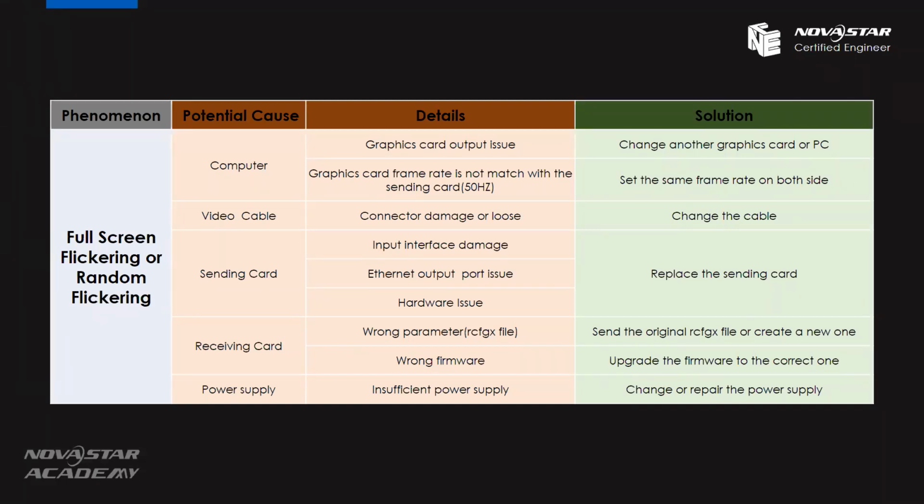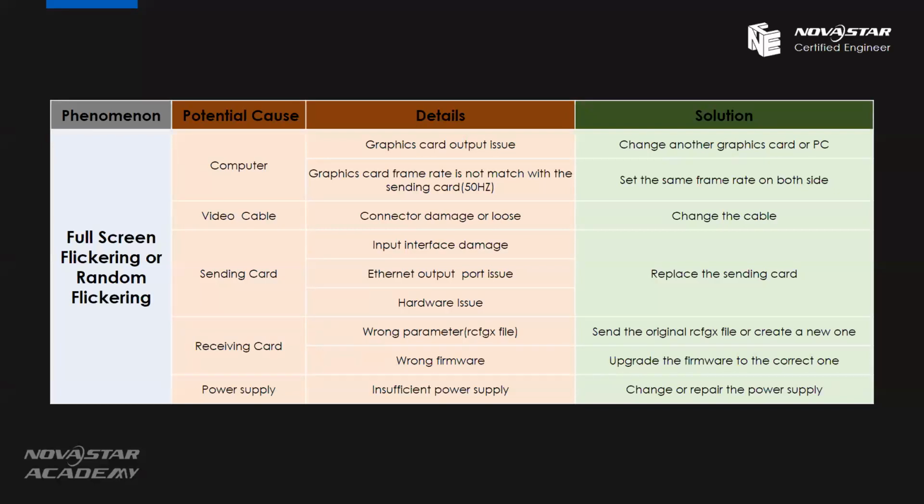It could be the computer. So for the computer, it could be the graphics card output issue. And it could be the graphics card frame rate is not matched with the sending card. Because in the NovaLCT software settings, the first step, we need to set the sending card. We not just set the resolution, we need to also set the same frame rate. Otherwise, if the frame rate is not matched, it also could cause the screen flickering issue.